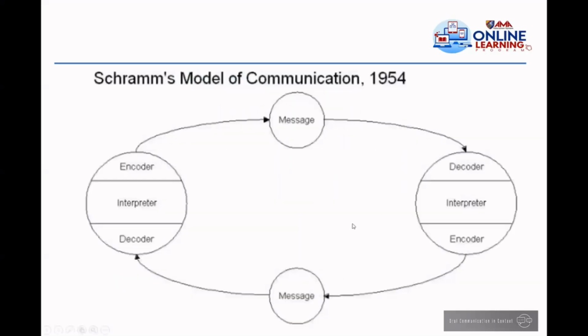This is the illustration of Schramm's model of communication in 1954. So this is the sender, the receiver, the message, the feedback, the message stream. Okay, the interpreter, this is the sender who will encode the message. After encoding, he or she will choose a channel to be used in transmitting the message. After transmission, the receiver will interpret the message. He or she will decode the message. After decoding, the interpreter, the receiver will become the sender, and in this stage, he or she will be the encoder. Why? Because he or she will give the feedback in response to the message received.